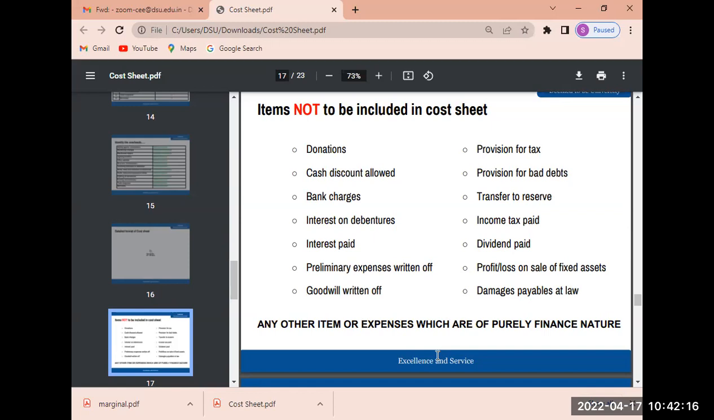Next, interest on debenture we discussed, bank charges, interest paid, preliminary expense written off. While starting the company, you might have spent some legal expenses, registration and other incidental charges that need to be gradually recovered from the profit. That should not be considered as cost. Every year you will have some amount written off in the P&L account under the other expenses column, but it will not come under cost sheet. Similarly, goodwill written off, provision for tax, provision for bad debts, transfer to reserve, income tax paid, dividend paid, profit and loss on sale of fixed assets, damages payable at law.